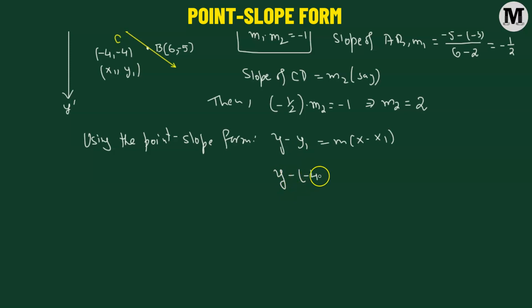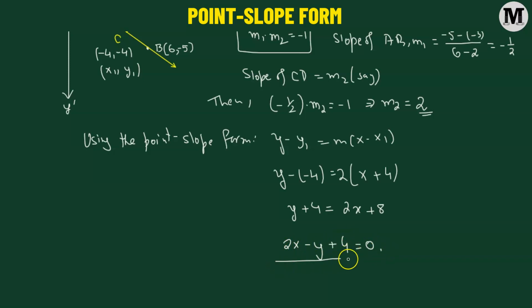y1 is going to be -4, equals the slope, which is 2. This is the slope that we have just obtained, multiplied by x minus x1. So x1 is also -4, so we have +4. We get y plus 4 equals 2 times x plus 4, or 2x plus 8. Rearranging the terms, we get 2x minus y plus 4 equals 0.